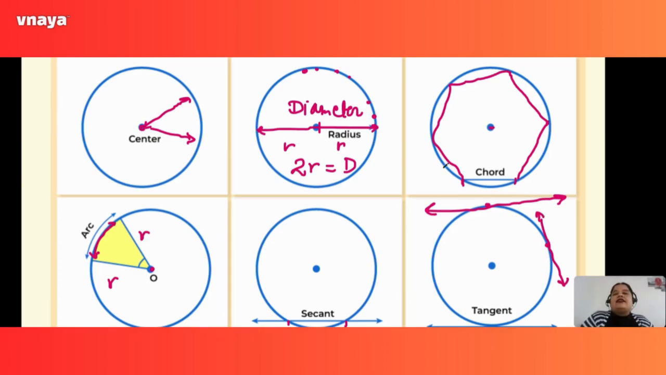That's all. These are the different parts of a circle. I hope you remember it and I hope you understand it.